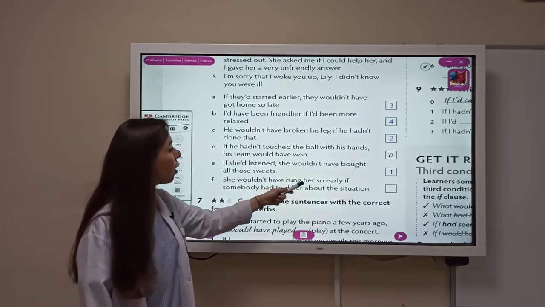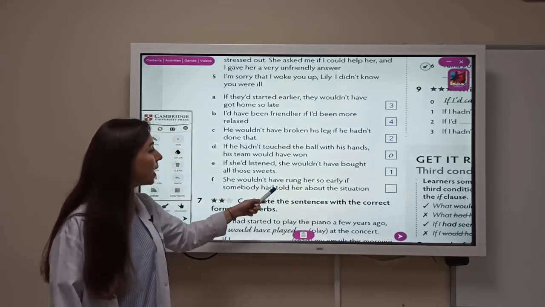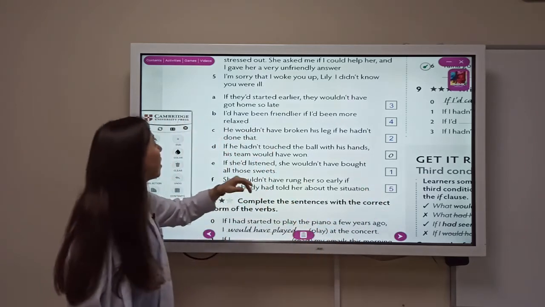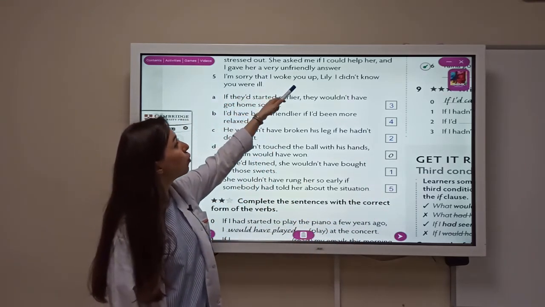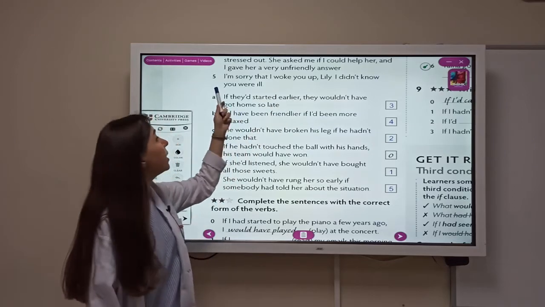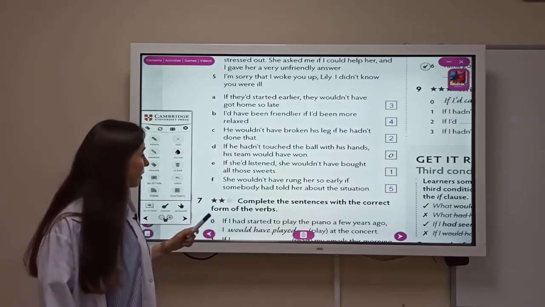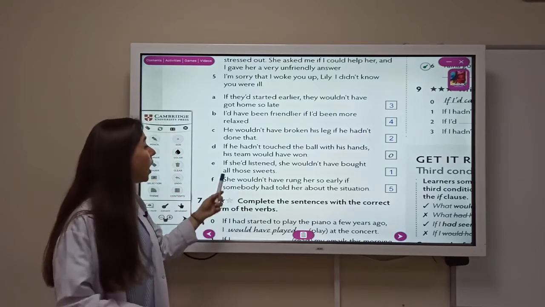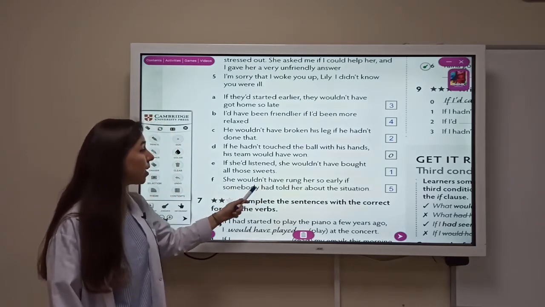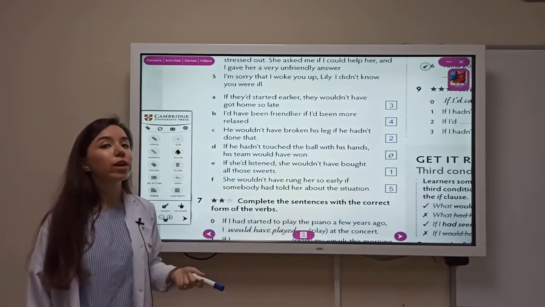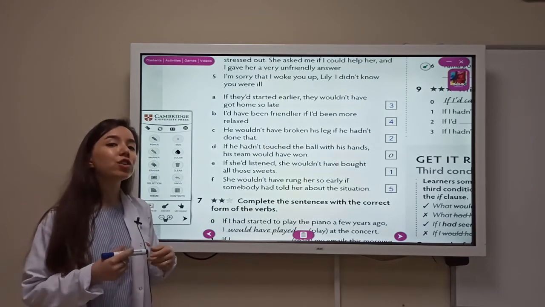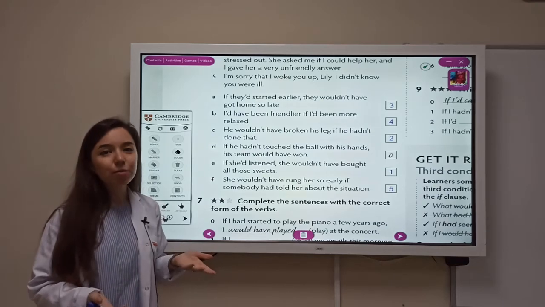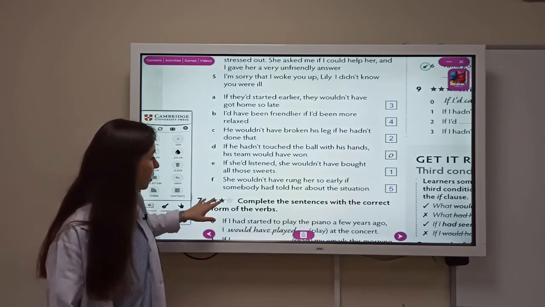She wouldn't have rung her so early if somebody had told her about the situation. And this matches with number 5. I'm sorry that I woke you up, Lily. I didn't know you were ill. Yes, so she wouldn't have rung, but she did it. She rang, yes. She wouldn't have rung her so early if somebody had told her about the situation. She didn't know, because of that she rang. But it's not going to be something changed. Yes, we talked about an unreal thing.